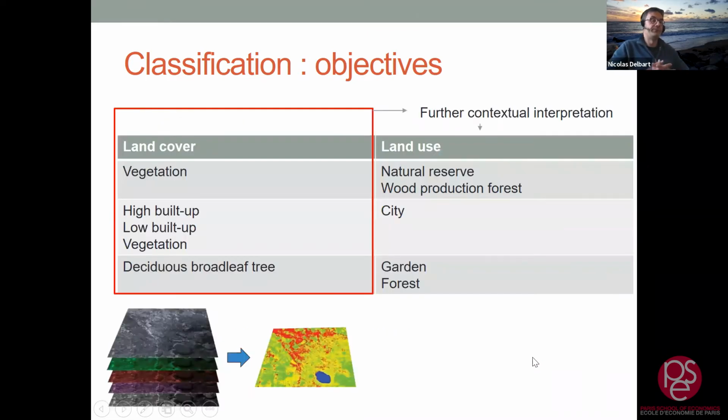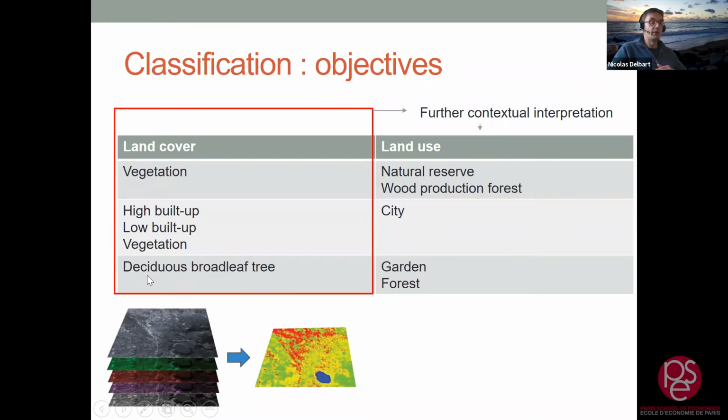Here I can give some examples of the possible correspondence between land cover and land use. There is no single correspondence between them. For example, land cover is vegetation. Vegetation, in terms of land use, can be a natural reserve or a wood production forest. Land cover can be high built up or low built up, like buildings or roads, for example. It can also be vegetation, and all together here, they will be mapped as a city, if we include gardens.